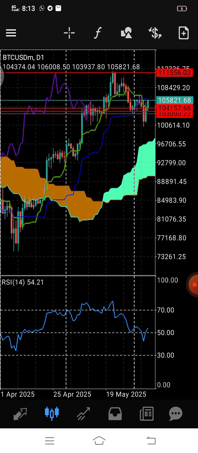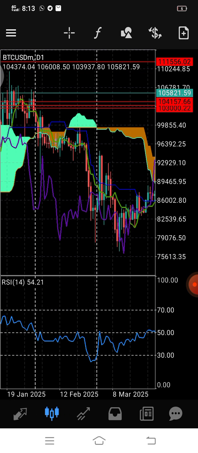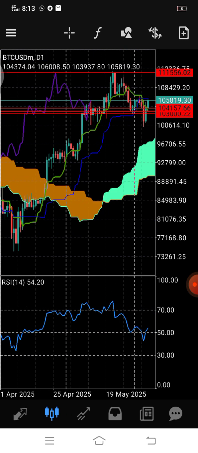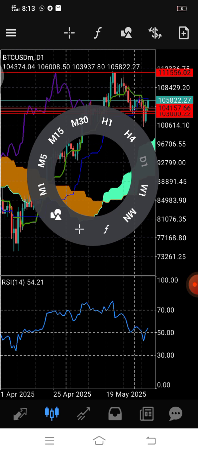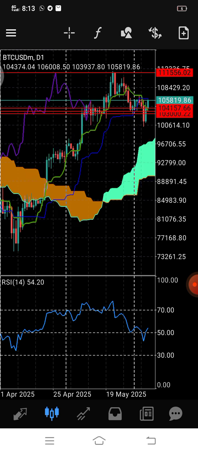Secondly, we go and find the areas of support and resistance. You can actually look at the chart and be able to determine them, but the best way to determine the areas of support and resistance is with the use of Fibonacci retracement. It's an indicator.